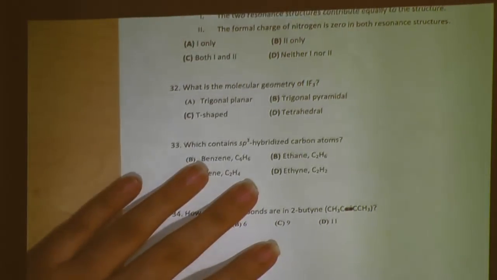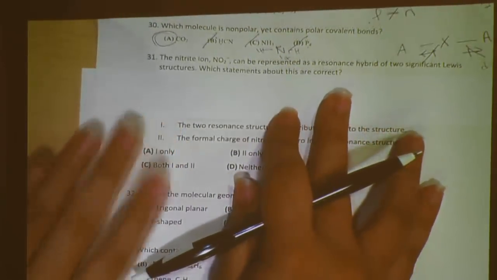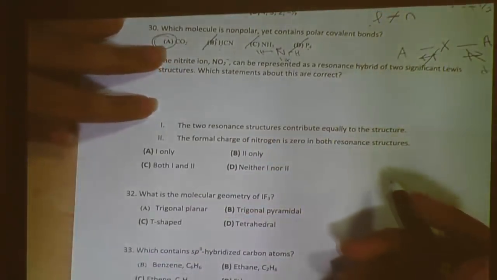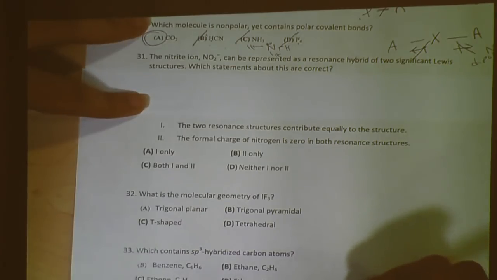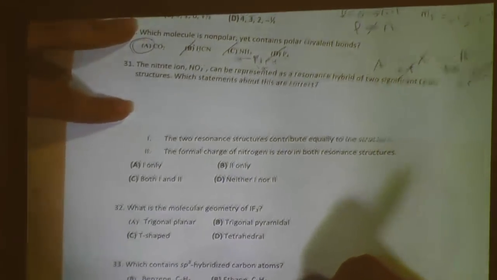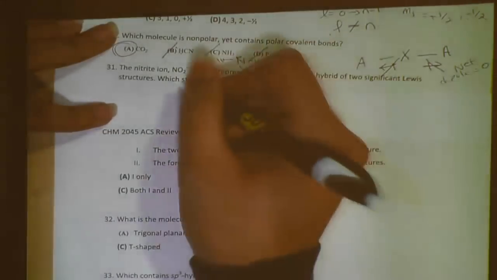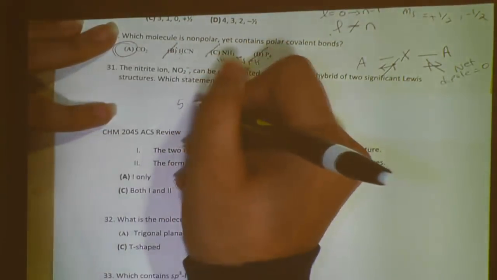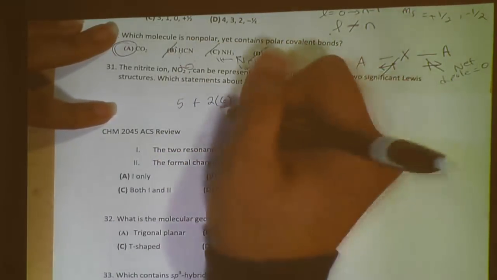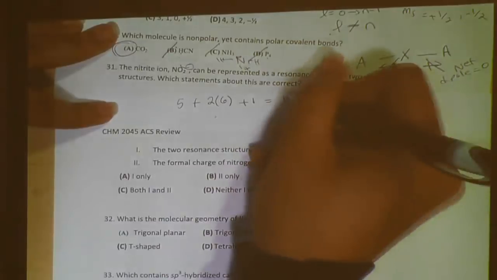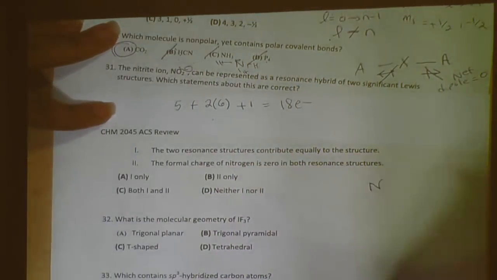So we have about 5 minutes, so I'm going to run through these. Number 31. It says the nitrite ion, NO2 minus, can be represented as a resonance hybrid of 2 significant Lewis structures. Which statement about these is correct? You first have to draw the Lewis structure of NO2 minus. N has 5, plus 2 times 6, plus 1 because it's a minus. That's 12, plus 5 is 17, so you have 18 total electrons. So it's going to look like this.